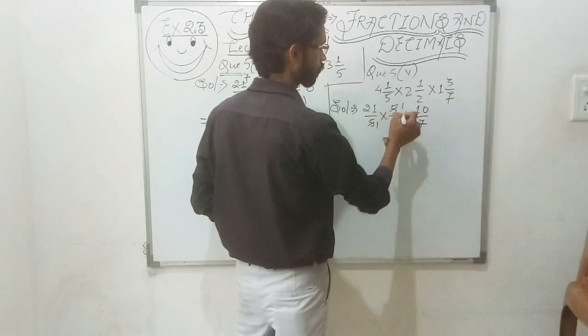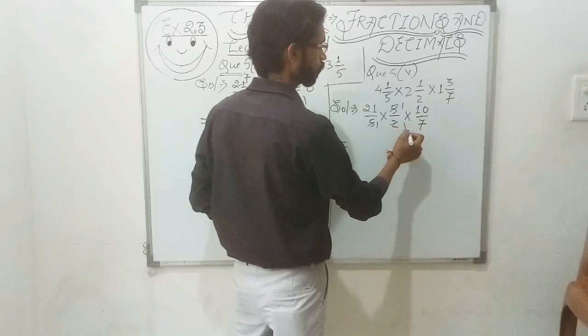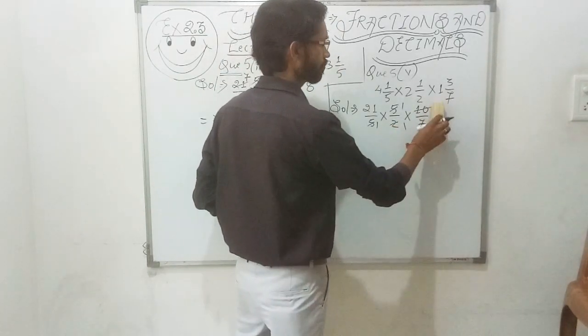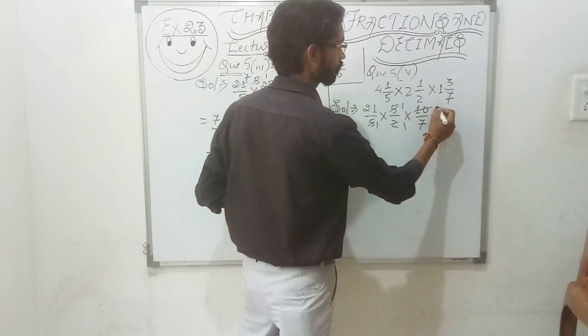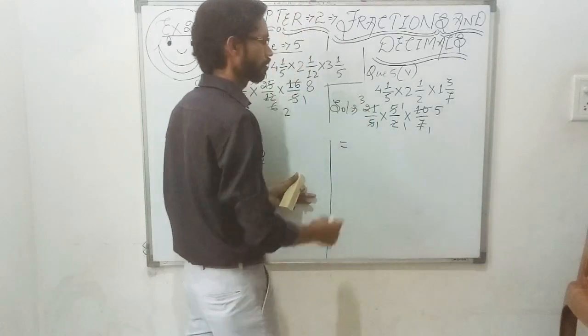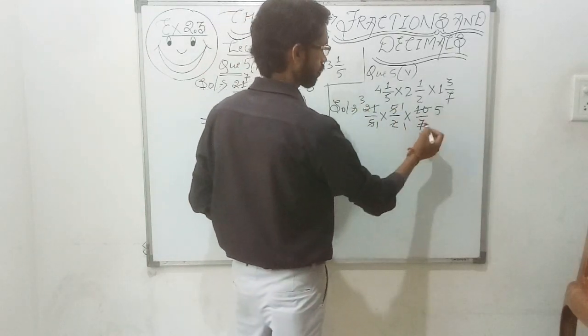5 1s are 5, 5 1s are 5. Then 2 1s are 2, 2 5s are 10. Then 7 1s are 7, 7 3s are 21. What is remaining on the top?